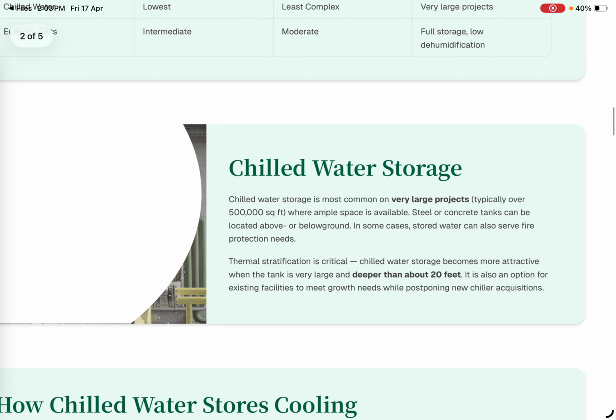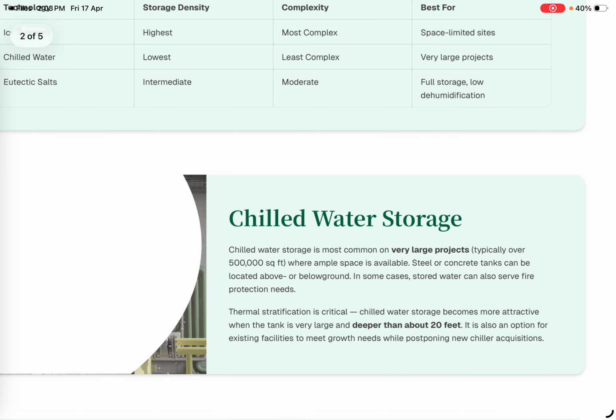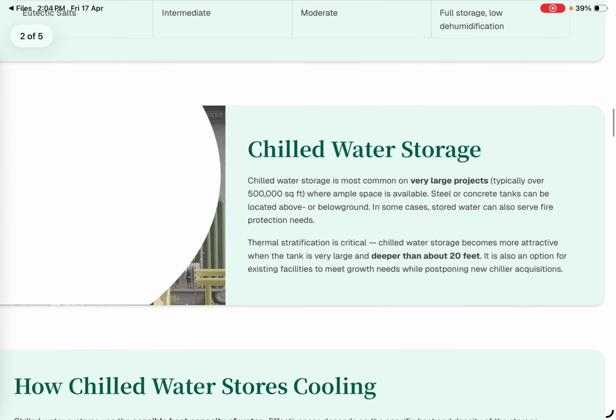Okay, so as I mentioned, chilled water storage is the most common on very large projects, typically over 5 lakh square feet, where there is ample space available. And what we do is that we use steel tanks or concrete tanks above the ground, or also sometimes beneath the ground, where we store the chilled water, right? In this case, thermal stratification is critical. So chilled water storage is attractive when the tank is very large, and we need to have a deeper tank, above 20 feet. So this way chilled water storage can be planned by constructing huge tanks.